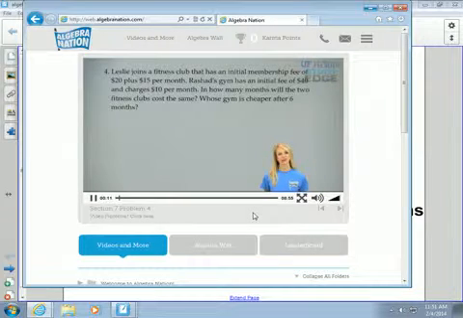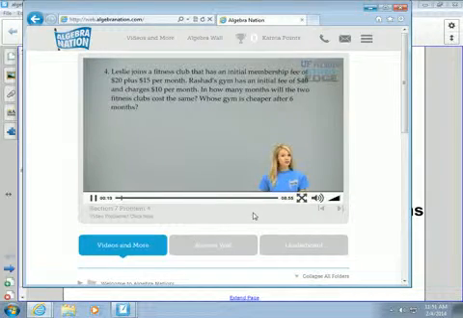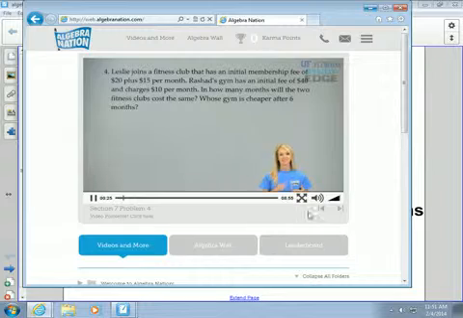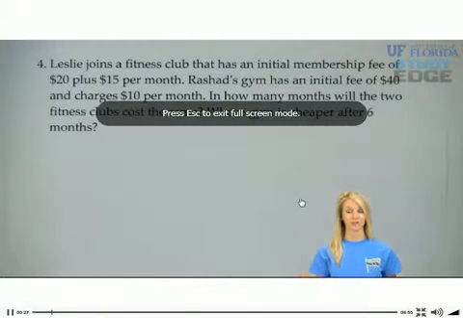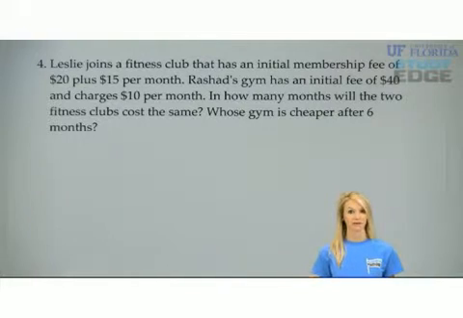When you get a gym membership, what happens a lot of the time is that you're charged a membership fee. That's a one-time fee that you have to pay just to sign up, even if you don't use the gym. Now, in addition to that one-time fee, each month you have to pay a certain amount. So Leslie and Rashad's two gyms have different payment plans.